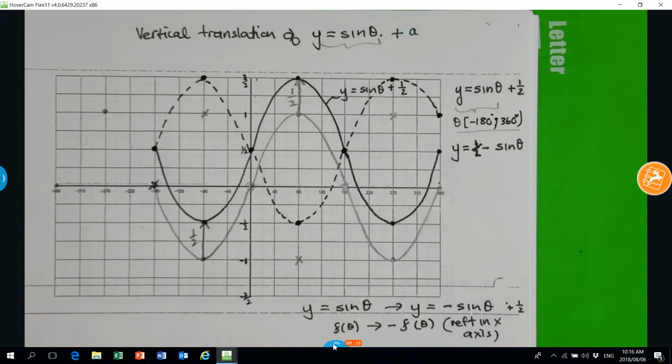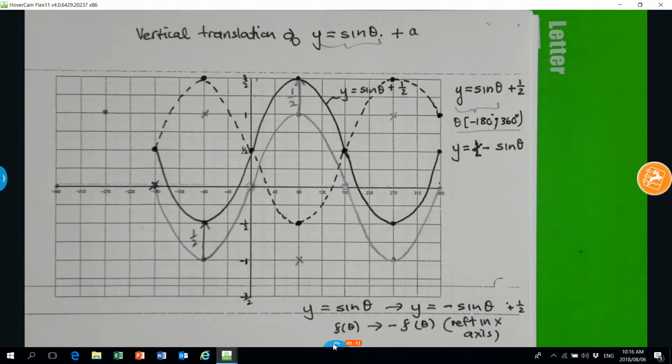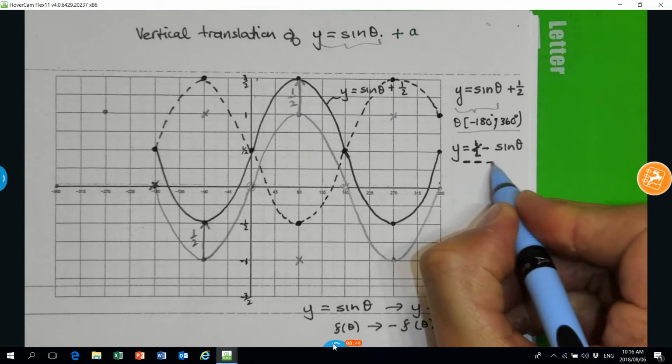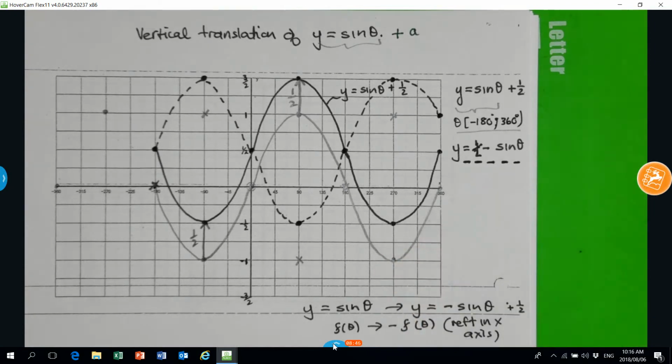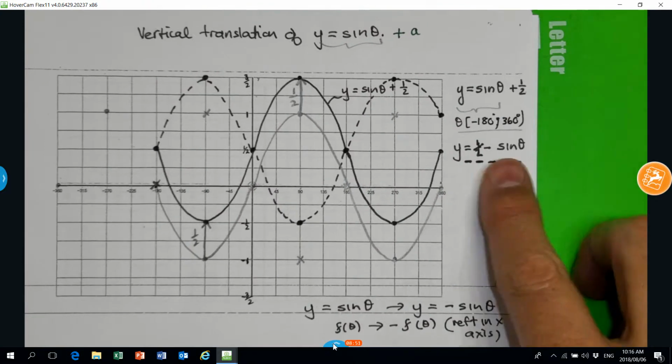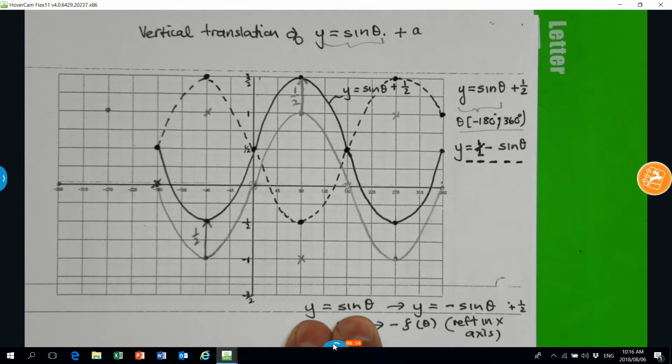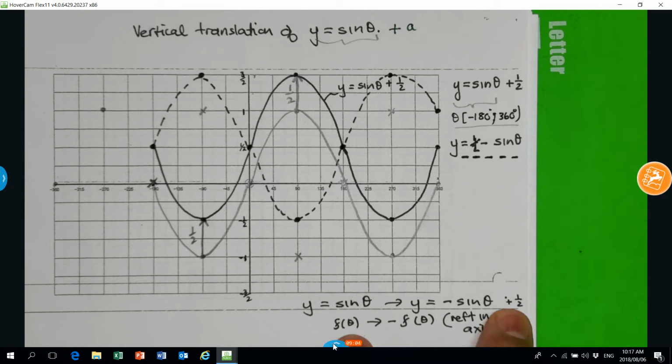Now folks, that here would be the graph of y is equal to a half minus sine theta. Remember, how did I read it? I first of all saw the sine curve is the mother curve. What happened to the sine curve? It got a negative. So it was a reflection in the x-axis. After I've reflected that curve, I moved it up a half. So first reflect the mother curve and then move up a half a unit vertically.